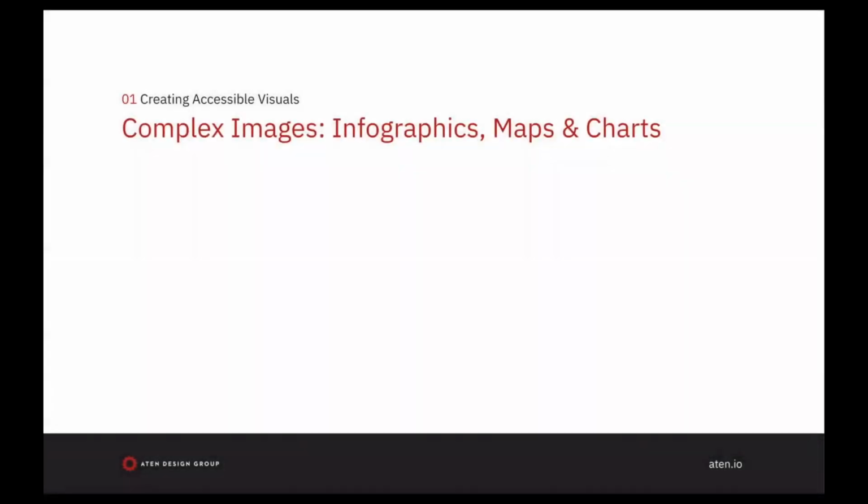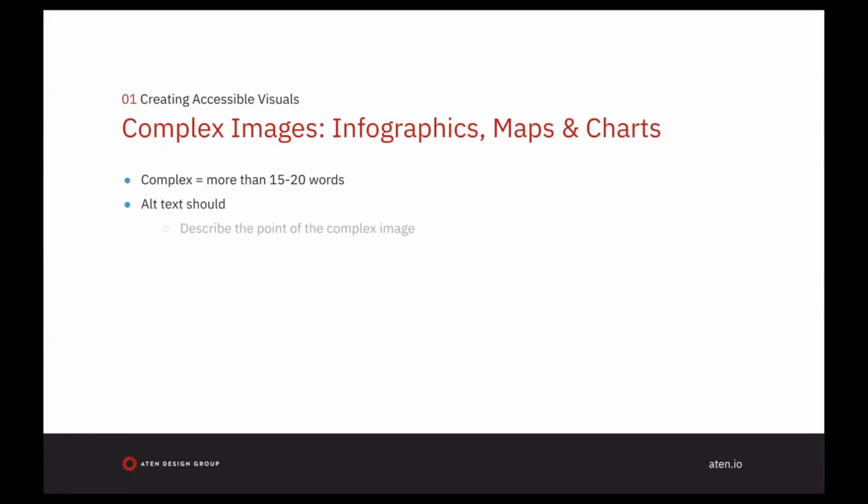Now let's talk about complex images such as infographics, maps, and charts. When I say complex, I'm talking about when alternative text would more likely be more than 10 to 15 to 20 words to accurately describe the content of the image. A lot of times with infographics, maps, and charts, there's going to be a lot of information that you're gathering, and you want to make sure that you're making it make the most sense. So what do we do if it's more than the 15 to 20 words?